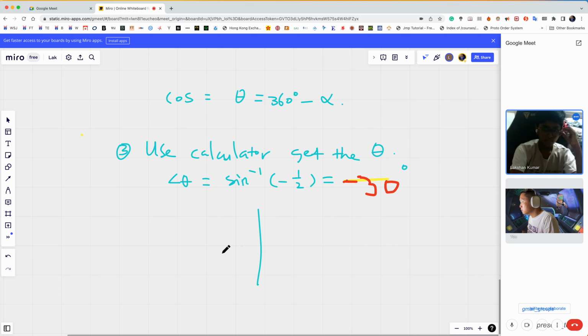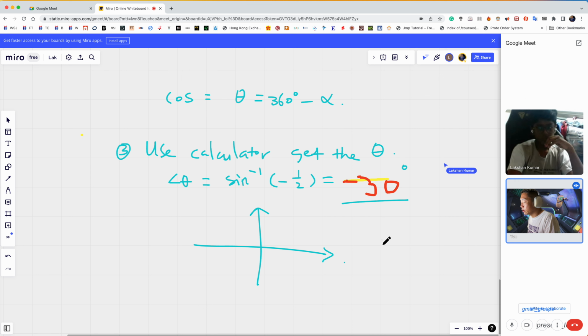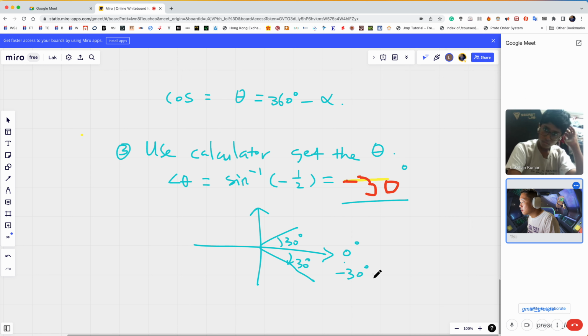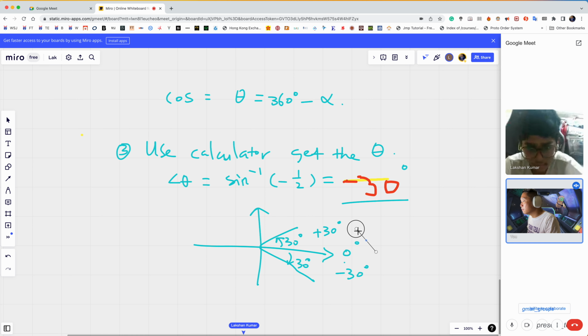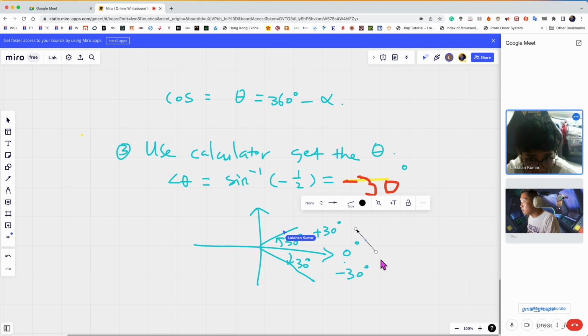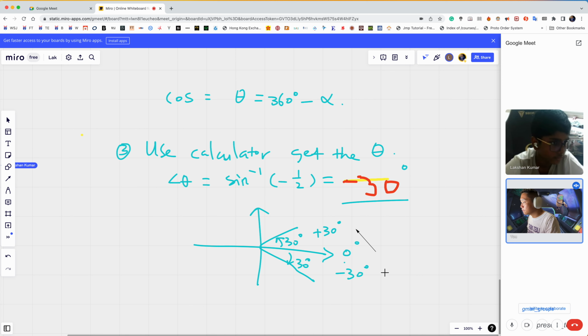If we go back to the quadrant, negative 30 degree: if this is zero, and this is positive 30, do you know that this one is negative 30 down? Do you know that? Because from zero, if you move up it's positive 30, but in this case you move down, then it's negative 30. Does it make sense?